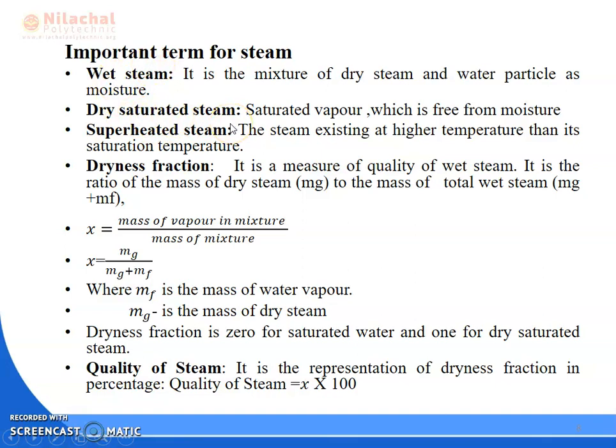So what is dry saturated steam? It is free from moisture, or you can say the vapor at 100 degrees centigrade is known as saturated vapor. Then superheated steam. What is superheated steam? When you give heat to the dry saturated steam, it becomes superheated and its temperature increases above 100 degrees centigrade. That means steam exists at a higher temperature than its saturation temperature. It is known as superheated steam.